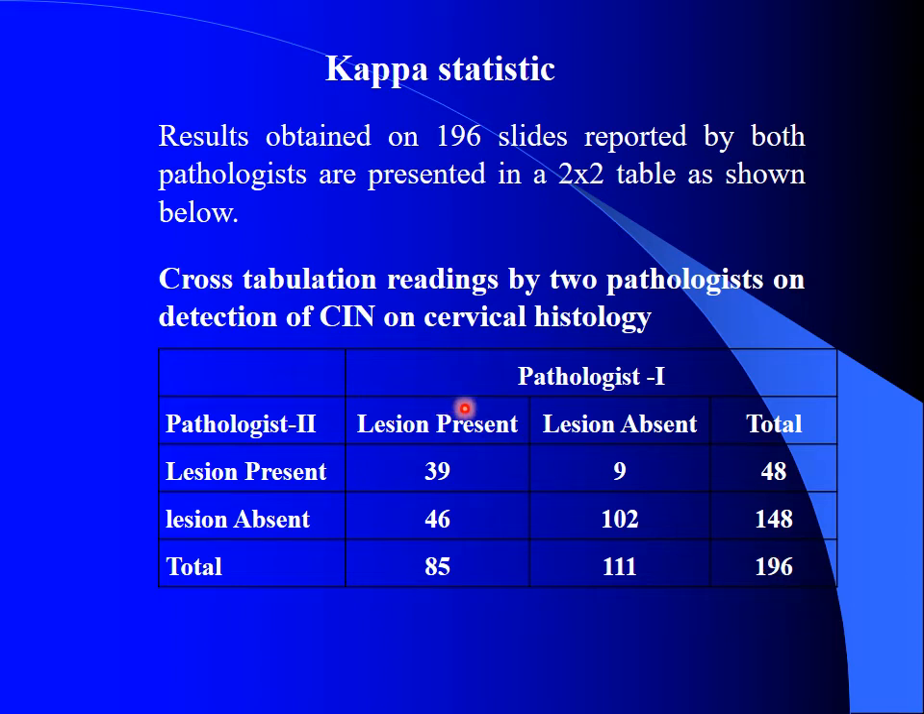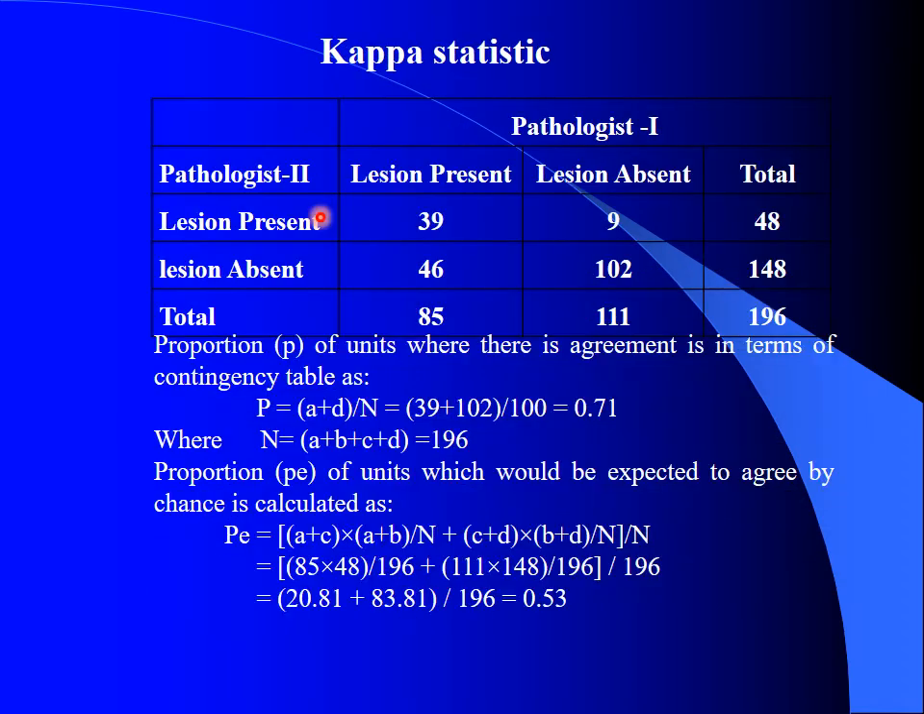Here, both pathologists agree that the lesion is present in 39 and lesion is absent in 102. These two are concordant. When pathologist 1 says that the lesion is present in 46 of them, the other pathologist said the lesion is absent. Similarly, this 9 is also a discordant pair. Let us look at how to compute the extent of agreement between the two pathologists.